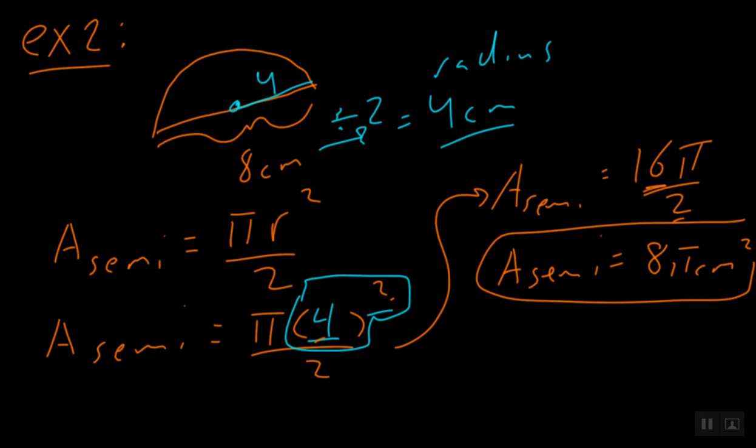Now once again, what if I want you to get the decimal approximation answer? Well, all we have to do is 8 times pi, which winds up being 25.13 centimeters squared. And this is the area of our semicircle.